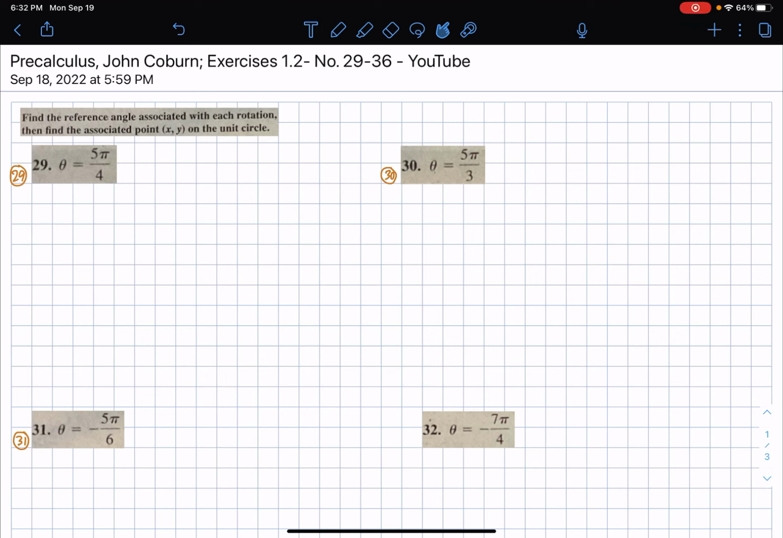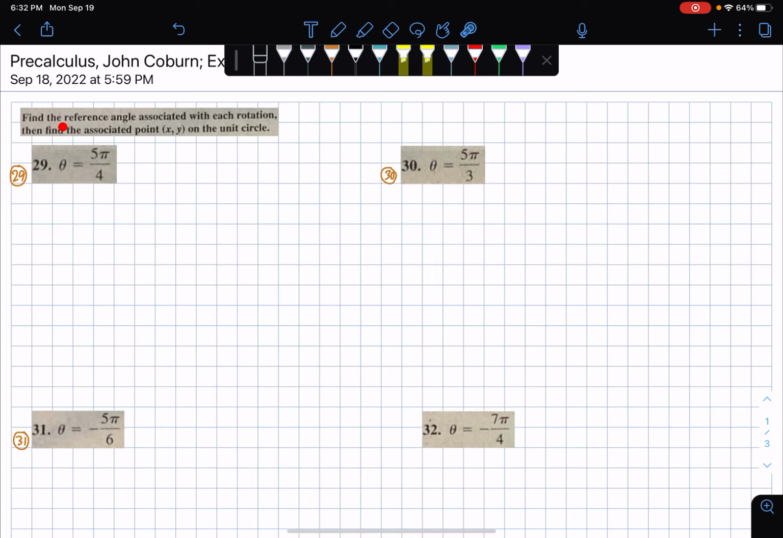In this video, we will be talking about a specific lesson in exercises 1.2 of Mr. John Coburn's Precalculus textbook. We'll be answering numbers 29 to 36 in this specific exercise. As stated in the instructions, we have to find the reference angle associated with each rotation, then find the associated point xy on the unit circle.